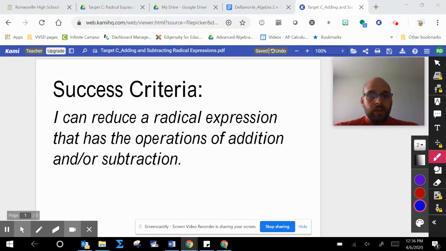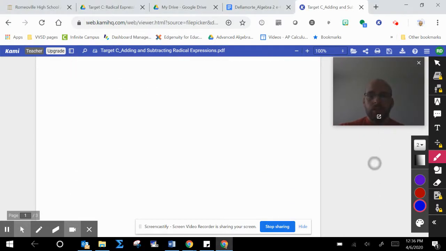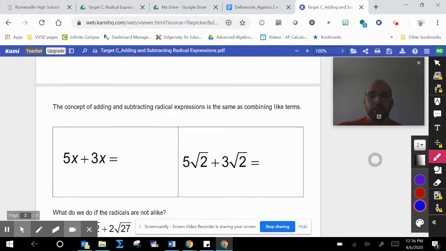Hello. Hi. In this video, we're going to learn how to reduce a radical expression that contains the operations of addition and subtraction. This will build off of the previous video that taught how to reduce a radical expression by extracting perfect roots. Okay. So you're going to need to know how to use prime factorization, and you're going to need to know how to reduce a radical from the previous video. All right, so if I scroll down, we'll get started here.